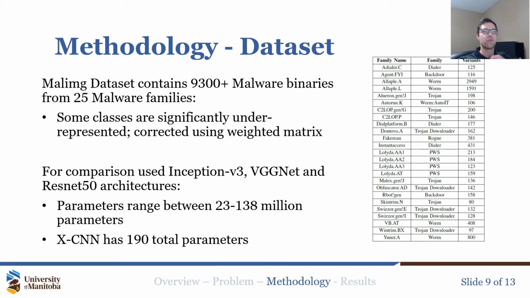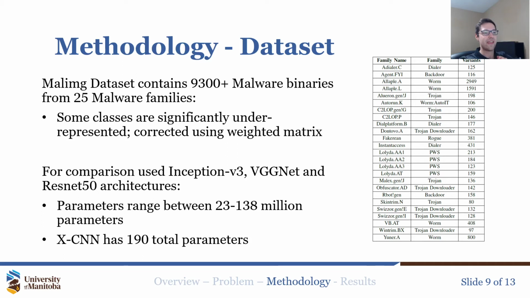We looked at a data set with over 9,300 malicious binaries, all from 25 separate families. One thing to note about the table on the right, which is just the family name, the type of virus family it belongs to, and the number of variants in the data set, is that some classes are significantly underrepresented or overrepresented compared to others, right? The Elapole worm family has over 3,000 variants in the data set, while some samples such as skin trim only have 80. For that reason, we use the corrected weighted matrix. That way, during training, we don't end up with 99% accuracy just because our model cares mostly about those overrepresented data samples. We need to show it's representative for those rare binaries. So we use a weighted matrix to take care of that, and you'll see in our confusion matrix that it is taken into account.